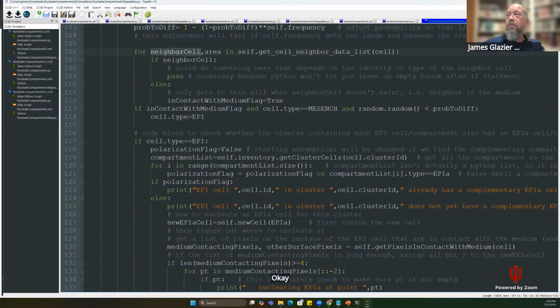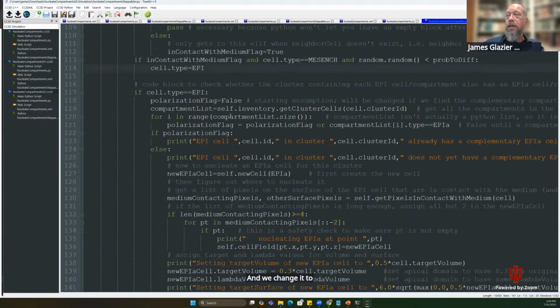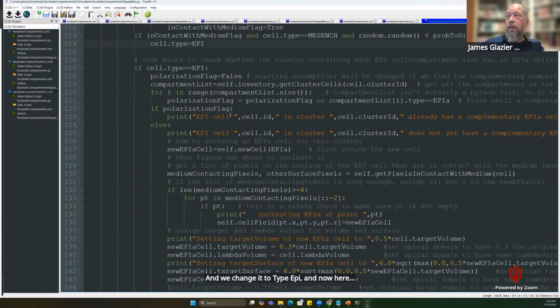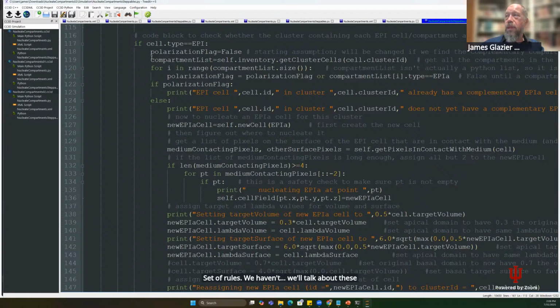Okay, and now we go through neighbor, get the neighbor cell list. If neighbor is a cell, then we're not doing anything. If we're in contact with medium, you did this in a little bit fancier way than I did it in my code, and we change it to type epi. And now here we have a little bit more elaborate set of rules. We'll talk about these next week.